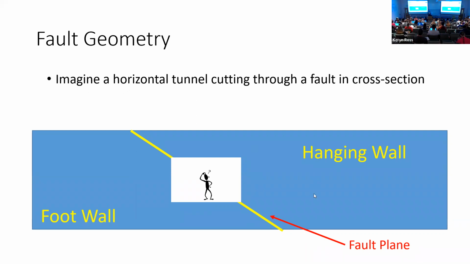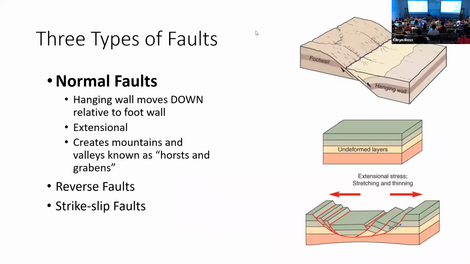So remember, we've got the hanging wall, the foot wall, and here is the fault plane. It's important to know the difference between the hanging wall and the foot wall. This is why it's important: we have three different types of faults. We have normal faults, reverse faults, and strike slip faults. Now, normal faults aren't more common or anything, that's just their name. I don't know why they're called normal faults, but that is what they are called.